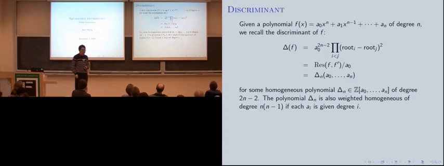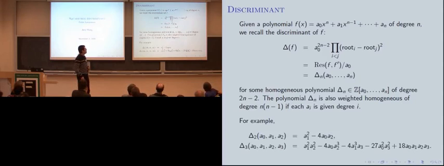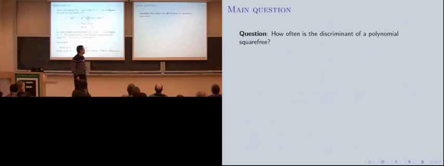Okay. So here are some examples. For degree 2, you're looking at b squared minus 4ac. That's degree 2 homogeneous and weighted homogeneous. For degree 3, you get this quartic in 4 variables. I took this formula from Wikipedia, so I'm pretty sure it's correct. All right, so what's the main question? The main question is, if you start with a random polynomial, what's the probability that its discriminant is square-free?